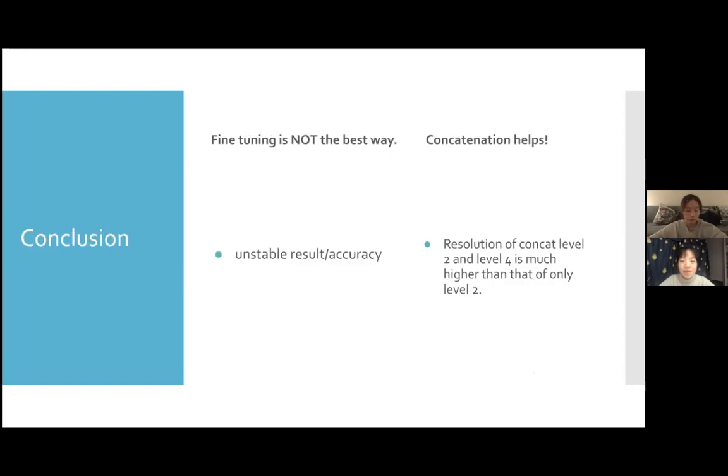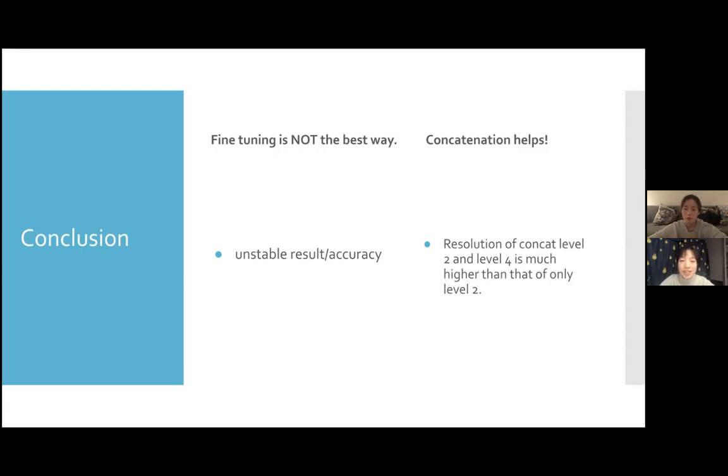So lastly, we're going to have a brief summary. We find that for our project and strategy, fine-tuning might not be the best way, or might not be the most practical way, because it generates a really unstable result, especially unstable accuracy and loss curves. However, now let Tracy talk more about the concatenation conclusion.